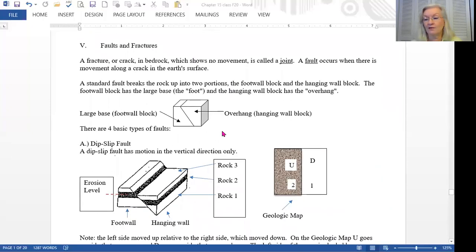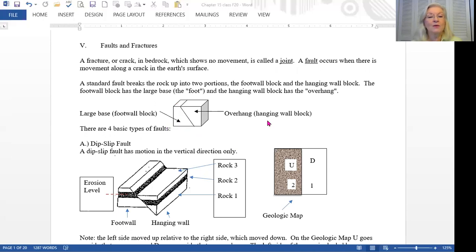So fractures and faults, we want to talk a little about them. If you've got a crack that shows no movement, we call it a joint. If it shows movement, it's called a fault. The break is almost never straight up and down; it's almost always at an angle. The part of the rock associated with the wide base is the footwall. The part associated with the overhang is called the hanging wall block. So wide foot is a footwall block, wide overhang is a hanging wall block.